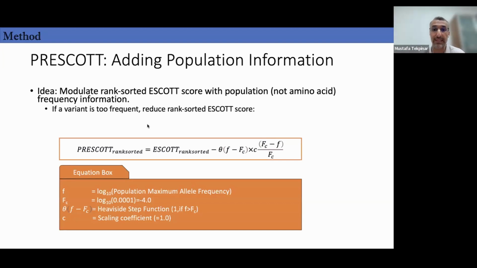If it is more frequent than that, Heaviside step function tells us, okay, this term should be active, which means it becomes 1 if F is greater than FC, otherwise 0. C was a scaling coefficient that we tested, to understand it, but we decided to keep it 1 at the end of the day. And then FC minus F divided by FC gives a score between 0 and 1. Basic idea here in the population information is really to modulate PRESCOTT score based on its frequency. If it is too frequent, it will reduce it more.